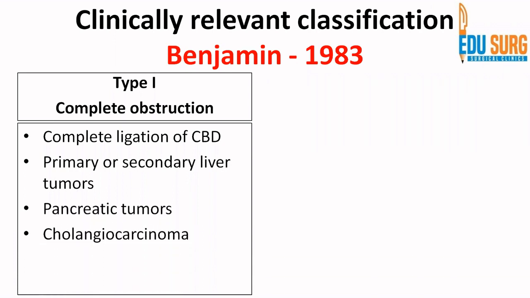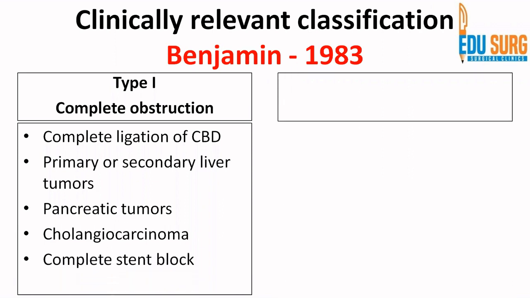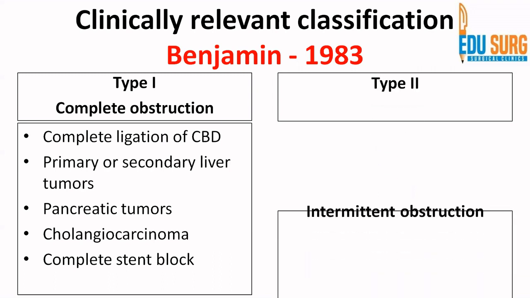Pancreatic tumors again which completely block the bile duct, cholangiocarcinoma, and complete stent block, right? So if your patient has undergone an ERCP or PTC and then presents with complete obstructive jaundice, you may be looking at a stent block, which is type 1 or complete obstruction related obstructive jaundice.